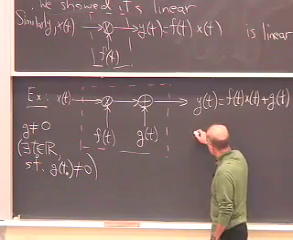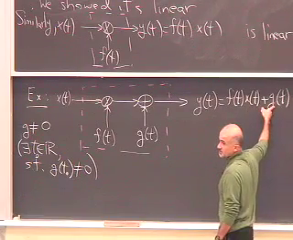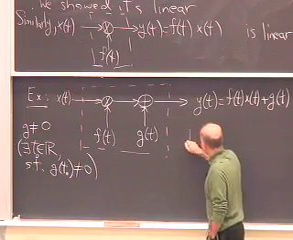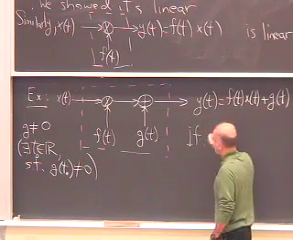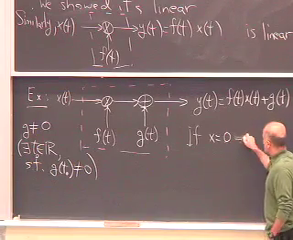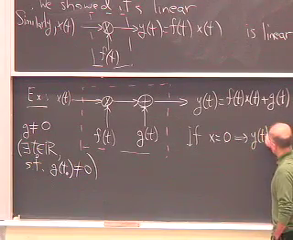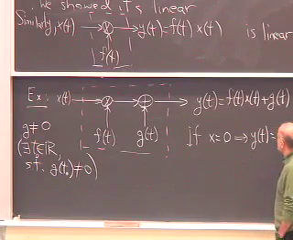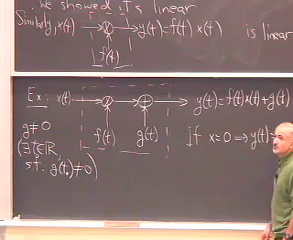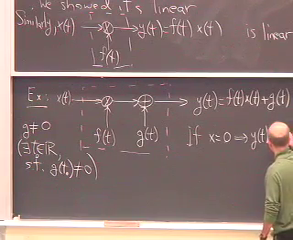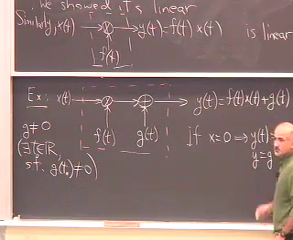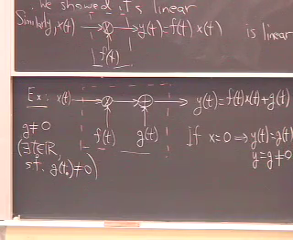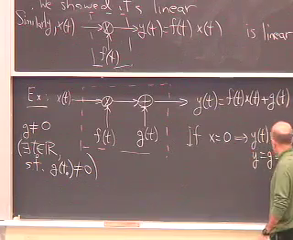Okay, so Tim says, well, you should expect 0 output for what kind of input? So if x equals 0, then what's the output? Wait, Tim. g of t. In other words, y equals g. We've already said g is not 0. There's at least one point in time for which it's not 0. So 0 input produces a non-zero output.